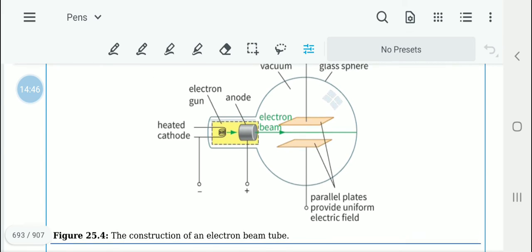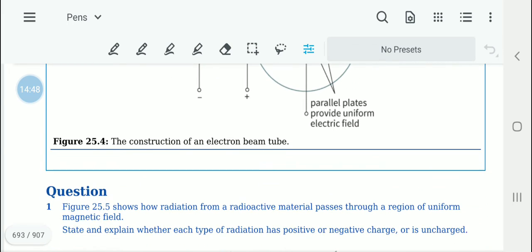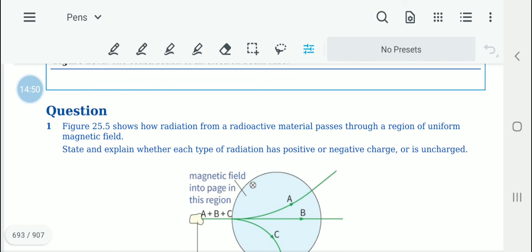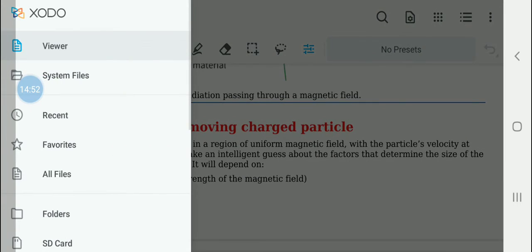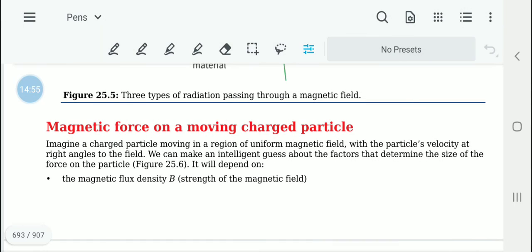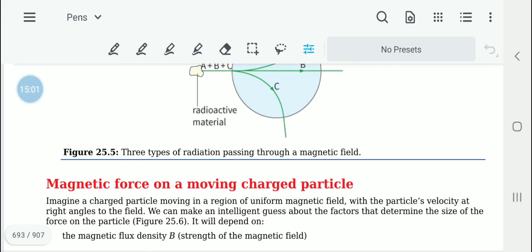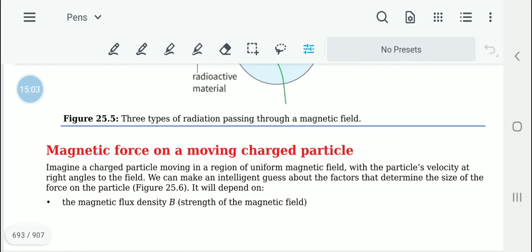And please draw this 25.4. Once you have completed that, please do question number 1. If you have any doubts, please ask so I can explain it further. In the next video, we will discuss how the magnetic force affects the moving charged particle.